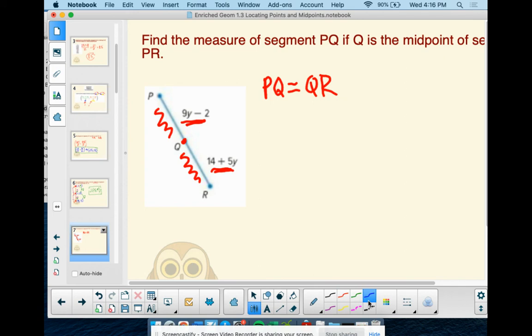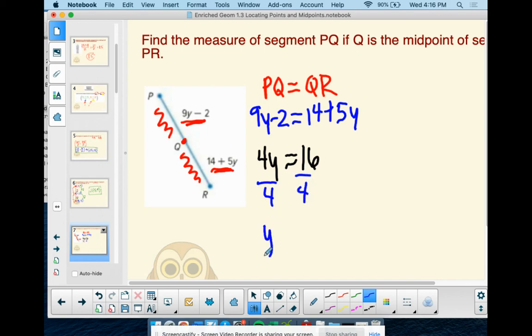Now, let's plug in what they equal. 9y minus 2 equals 14 plus 5y. And now we solve like we've done for forever. Get your y's to one side and your numbers to the other. So 9y minus 5y gives me 4y. Bring the 2 over and we get 16. Divide out. We find that y equals 4.